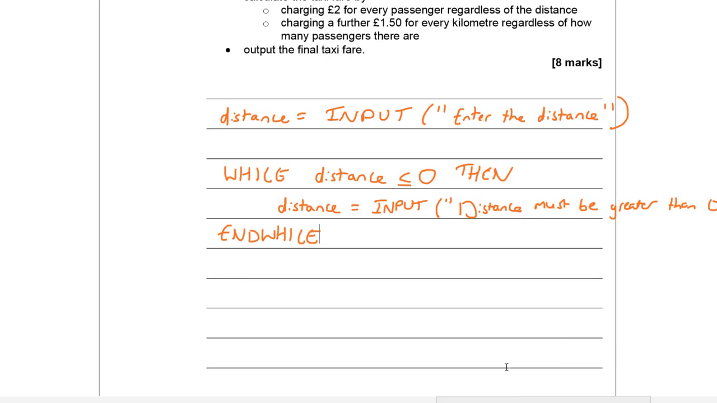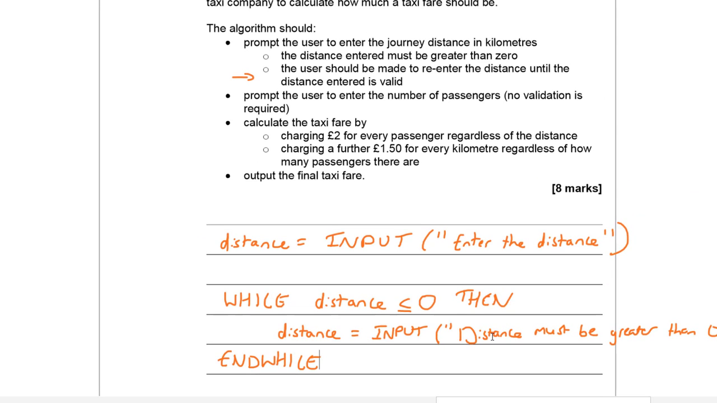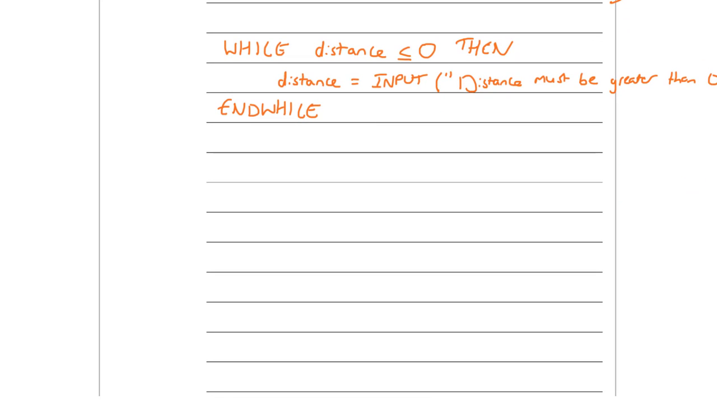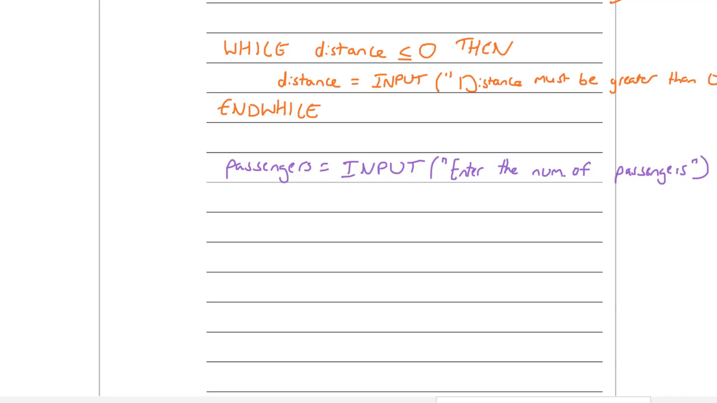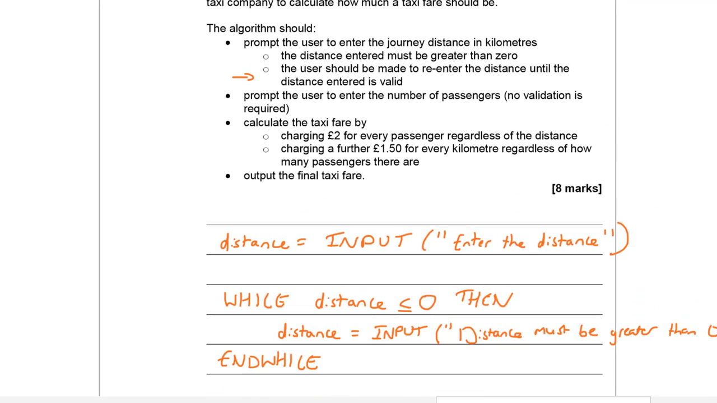So we can now move on to our next input, which is more straightforward. We don't have to validate this. So let's just do number of passengers. Do it in a different color. So passengers, it's a very similar line. So enter the number of passengers. And now let's do this calculation.